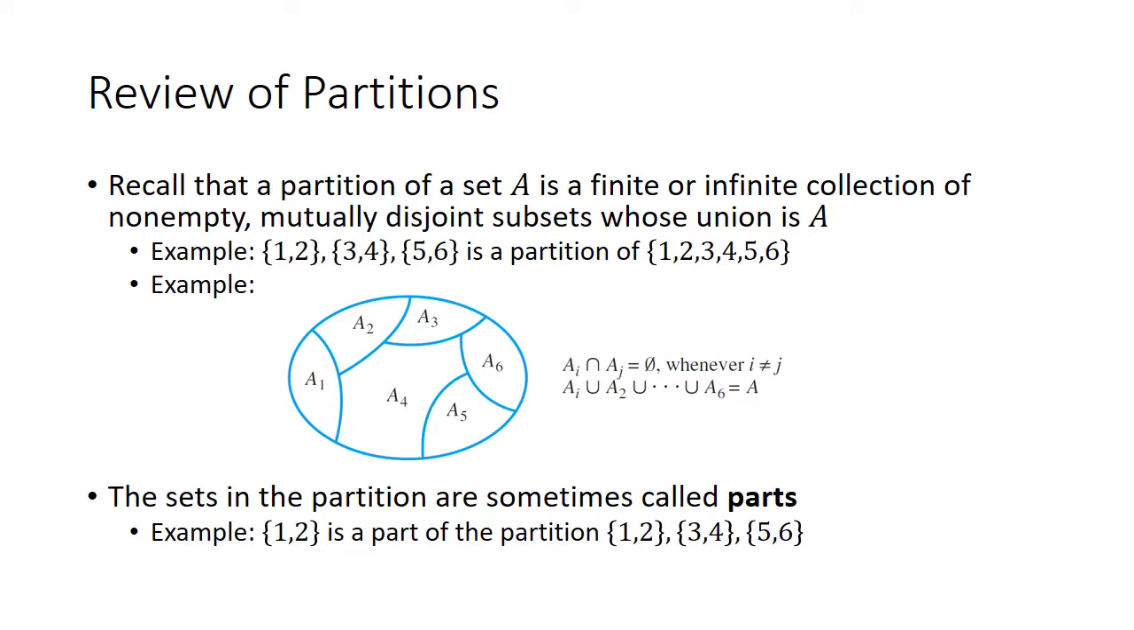Okay, so first we need to review what a partition is. Recall that a partition of a set A is a finite or infinite collection of non-empty mutually disjoint subsets whose union is A. That mutually disjoint part means none of the subsets overlap. For example, the subsets {1, 2}, {3, 4}, and {5, 6} are a partition of the set {1, 2, 3, 4, 5, 6}. They cover everything in the larger set and don't overlap with each other at all.